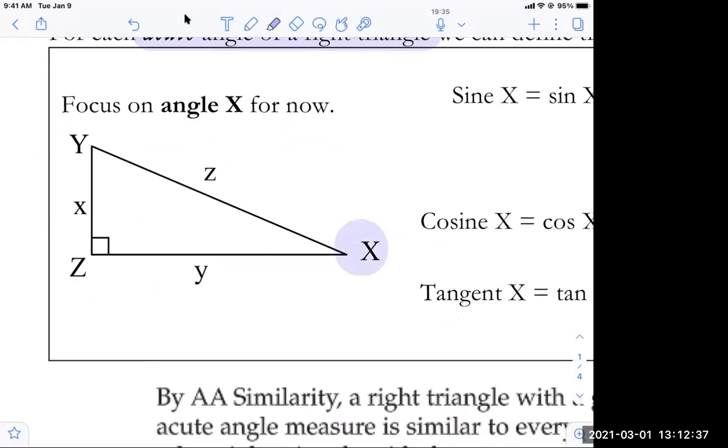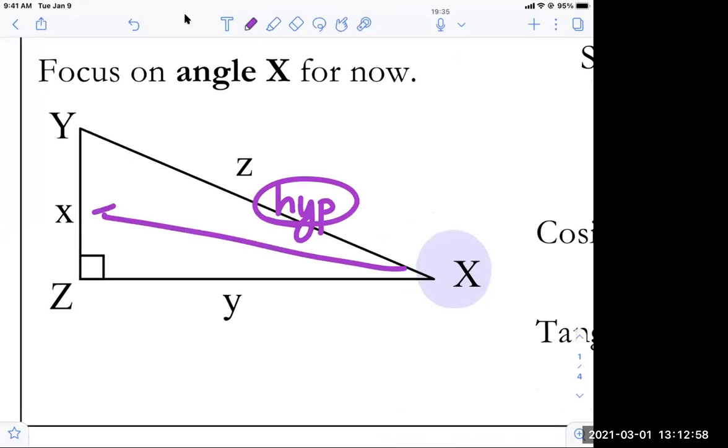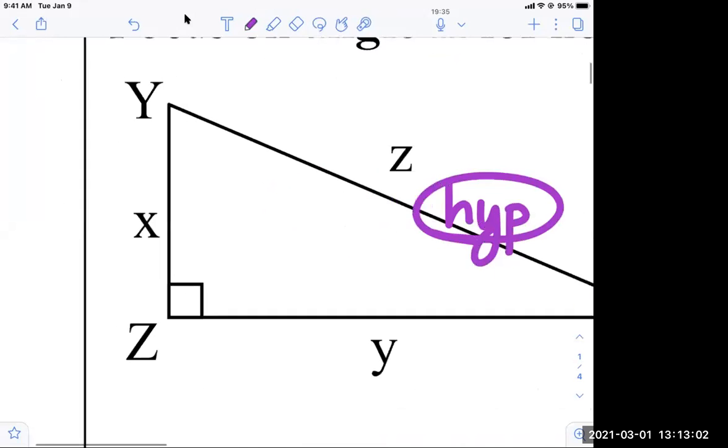In relation to angle X, there are three sides: opposite, adjacent, and hypotenuse. Now, we know that the hypotenuse is always the long side that's across from the right angle. So for sure, that's the hypotenuse. And then there's one leg that's opposite from X. It's across the triangle. It's not touching the vertex. That's the opposite leg.